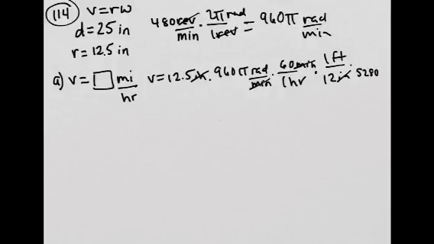5,280 feet for 1 mile. So feet and feet cancel. So now we have the units we need. We have miles right here, hour right here. And remember, this is unitless, so this does not go into the final answer. So take your calculator and put all these numbers.